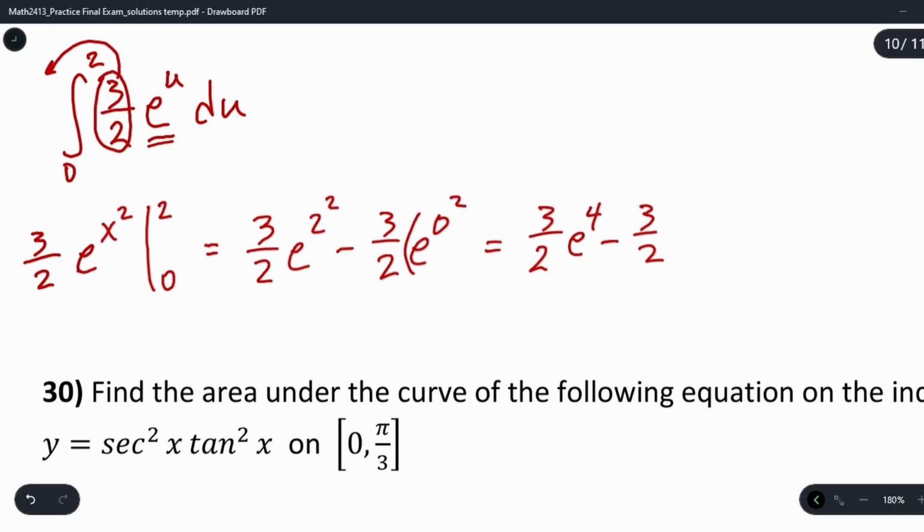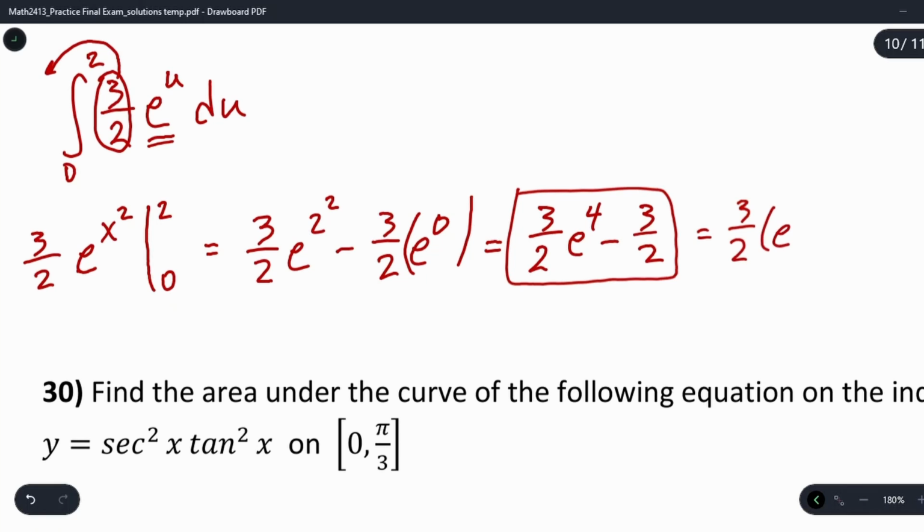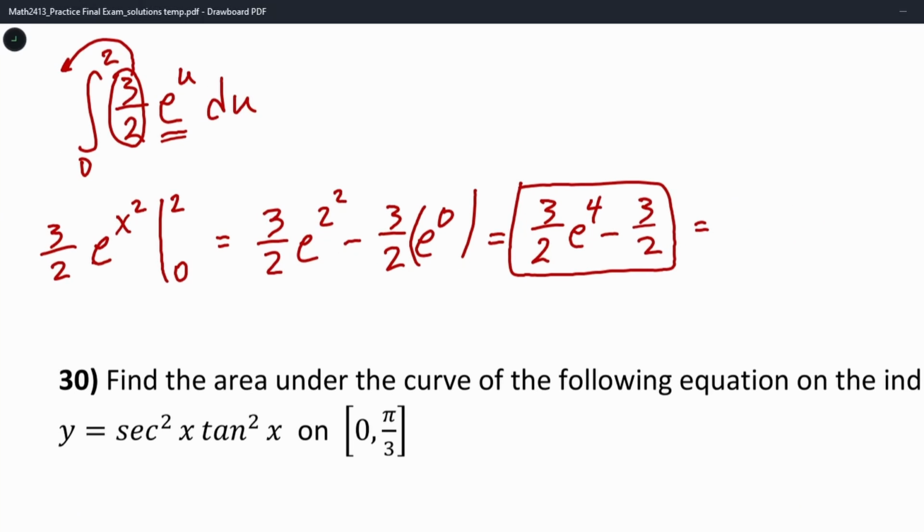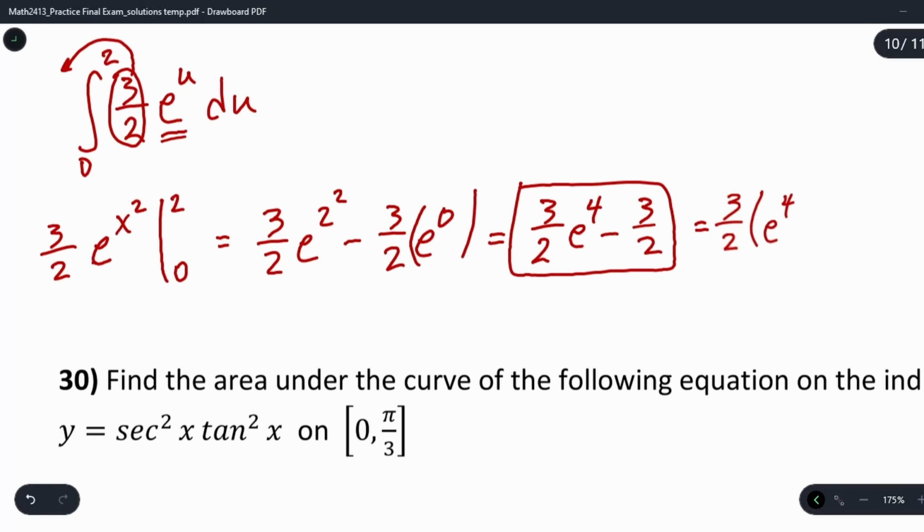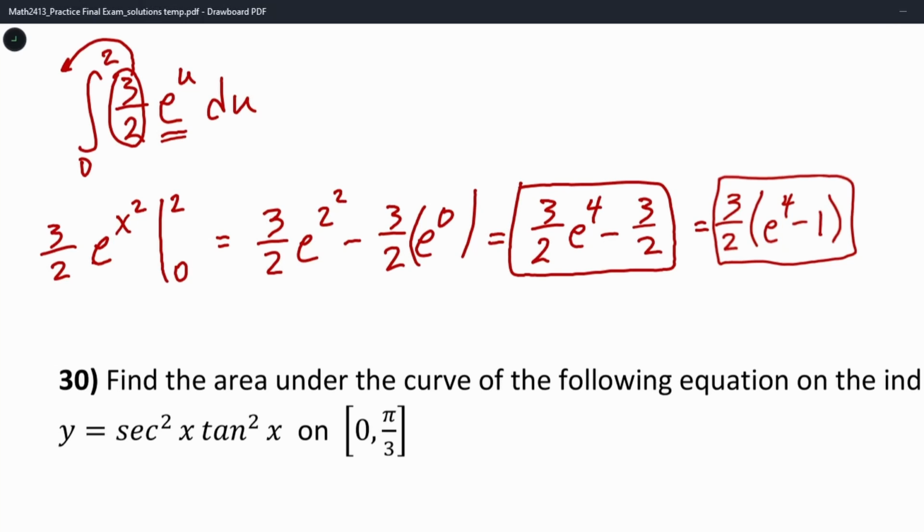Now this right here, 0 squared is 0, and e to the 0 is 1. So 1 times 3/2 is just 3/2. This answer would be fine. If you want to factor out the 3/2, you can, but it's not required. And that would give us 3/2 times e to the 4th minus 1. Either one of these answers would be sufficient.